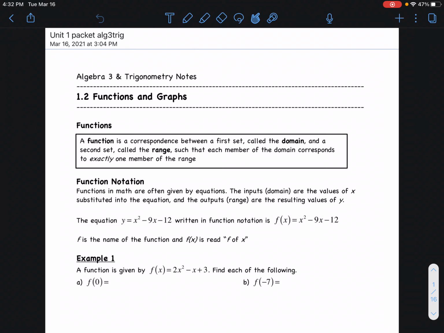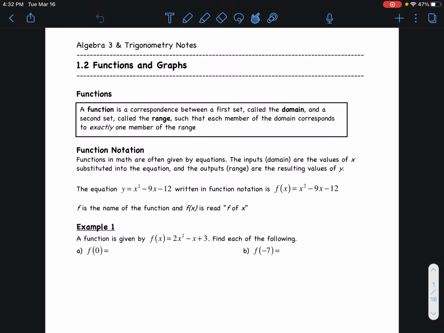Okay, Trig Algebra 3, today we'll be starting the Unit 1 packet. It's actually the second packet. It's going to cover only two sections here. The first section, 1.2, with functions and graphs, I'm going to split this up a little bit further.